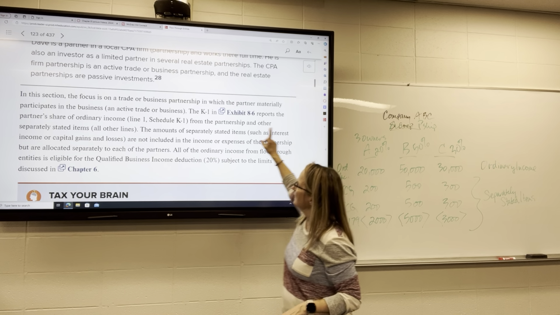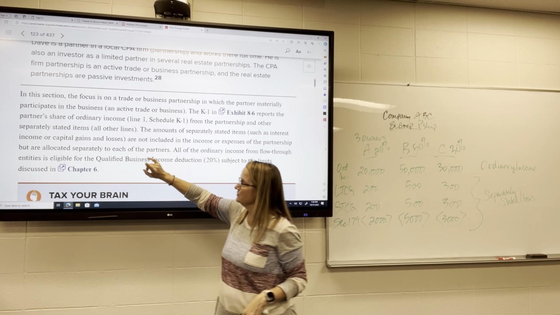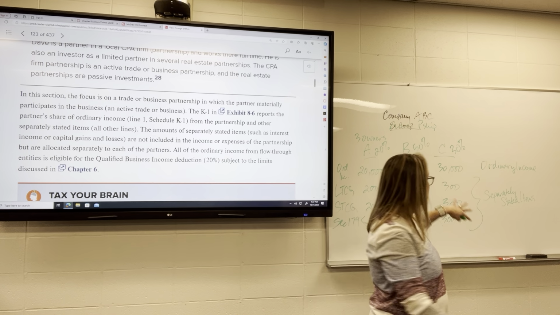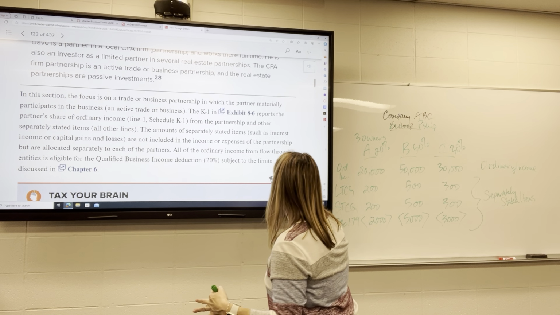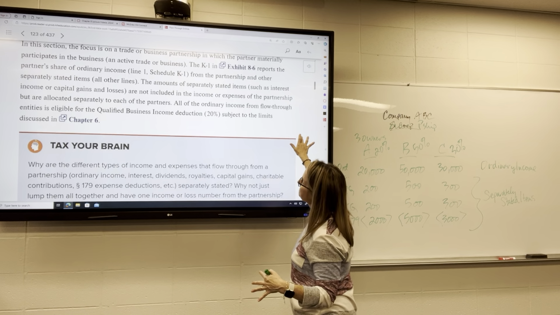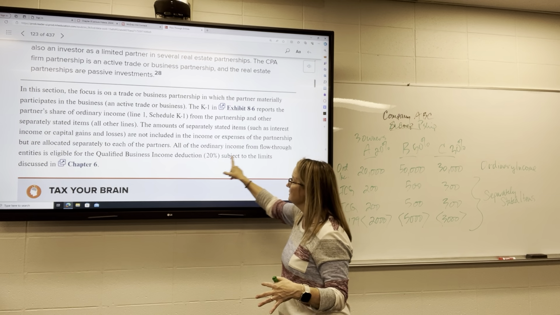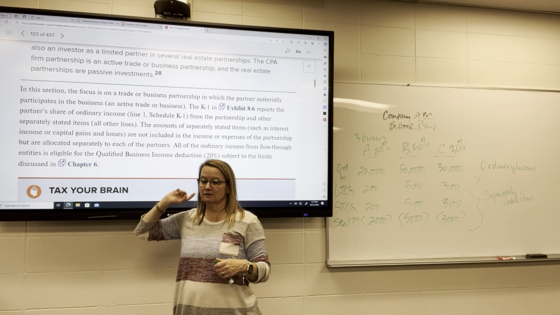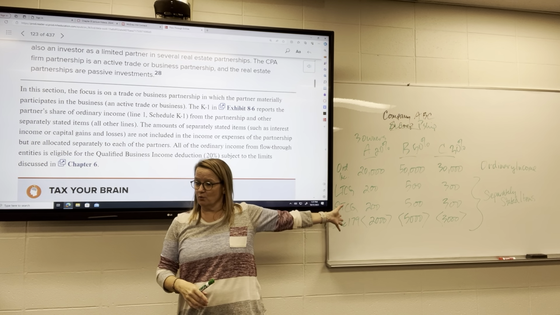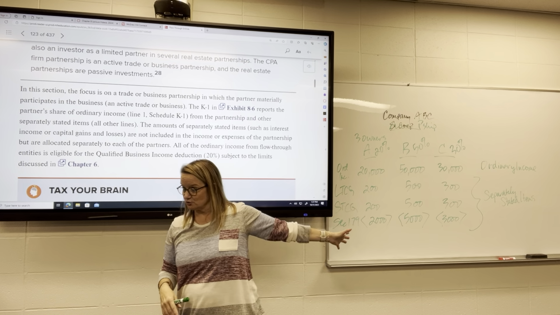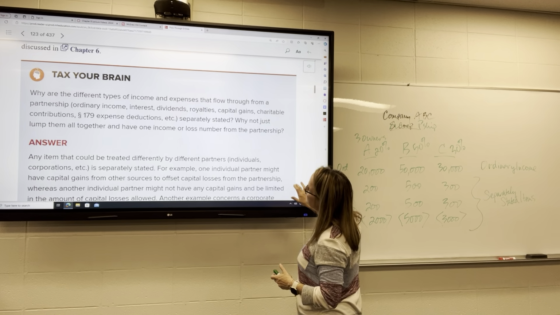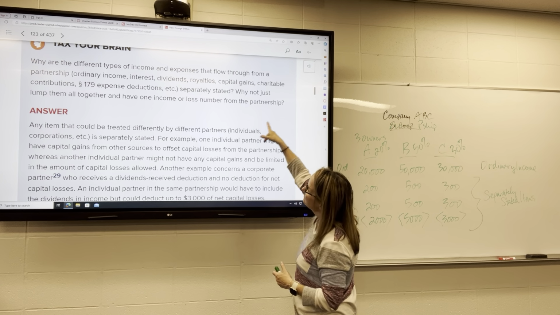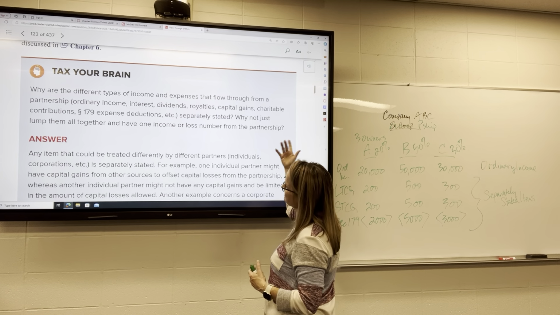All right. So, like I said, there's ordinary income, and then there's separately stated items. All of those items would be reported differently, right? Also, that QBI, you can claim the QBI for partnership income and S-corp income. So it's pass-through income. You can also claim that QBI. Here I already kind of talked about this, but we can go through it.